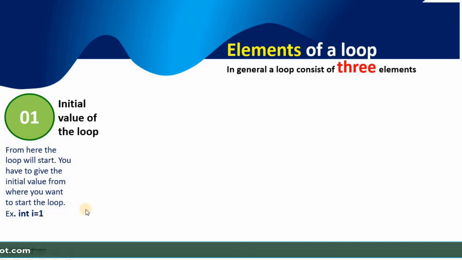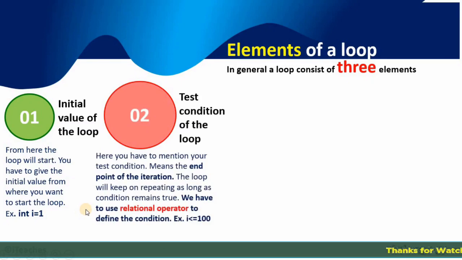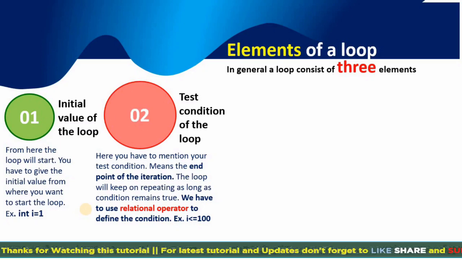Alright, now move on to the next element. The next element is the test condition of the loop. Basically, test condition means the end of the iteration, that is the end of the loop, meaning how long the loop will repeat. So here the loop will repeat for 100 times. So definitely, as we have already put my initial value as 1, it will go till 100.